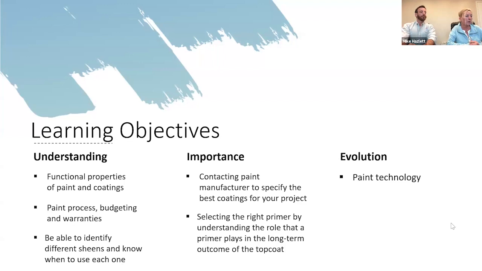What we're hoping to learn today with the objectives that we have is functional properties of paint and coatings, paint process, budgeting, and warranties, to be able to identify different sheens and know when to use each one. The importance of this is contacting a paint manufacturer to specify the best coatings for your project, selecting the right primer by understanding the role that a primer plays in the long term for the outcome of your top coat, and then the evolution of our paint technology.